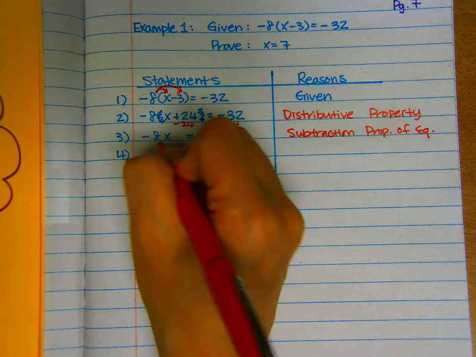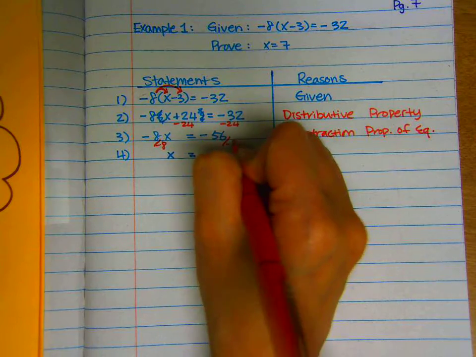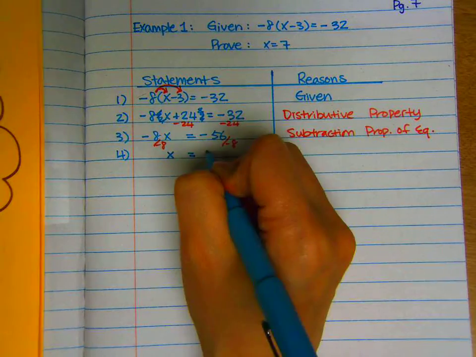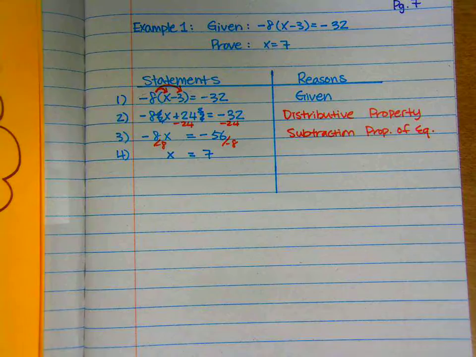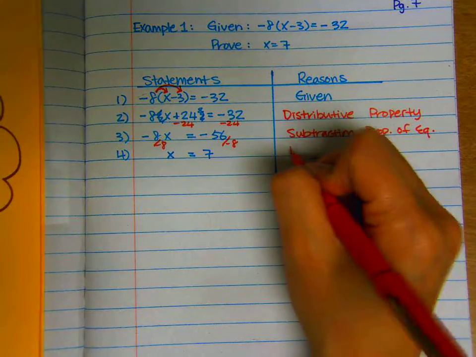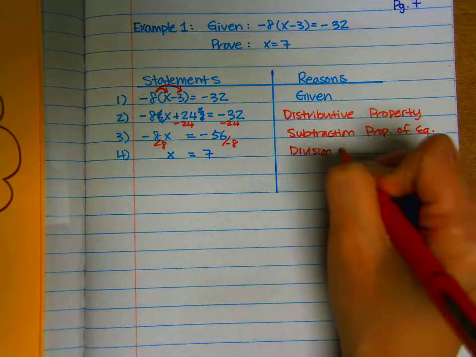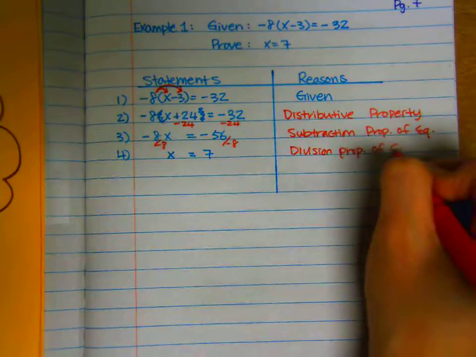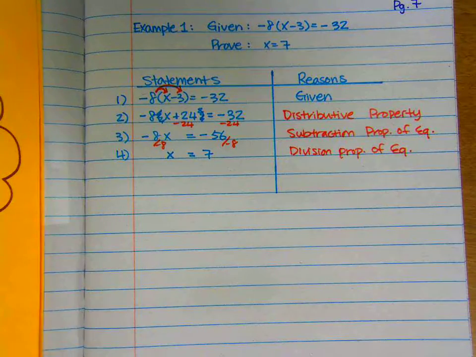And the last step is we need to divide by negative 8 on both sides. It's a negative, no, it's a positive 7. Negative, negative, changes to positive. So we can call it the division property of equality.